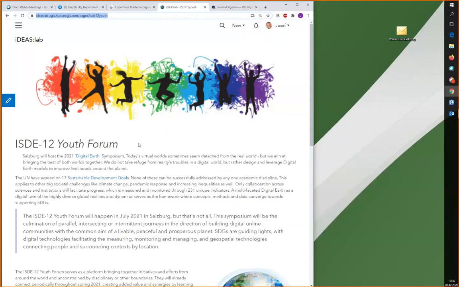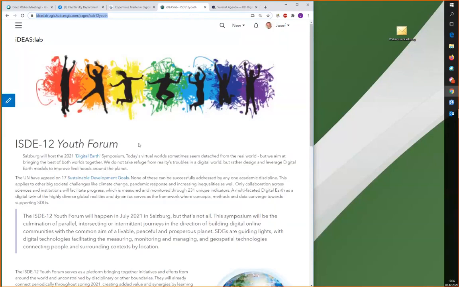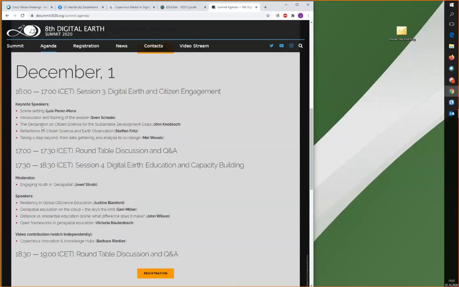But let me just highlight this youth forum, which will not only happen in Salzburg next summer, but the main reason I mention it now is that we're already starting initiatives by local groups, by community groups, by discipline-specific groups, which then should culminate in a meeting in next year's conference, in next year's symposium. So it's important to get started with these initiatives pretty much now. But with that, I'd like to hand it over to Justine.